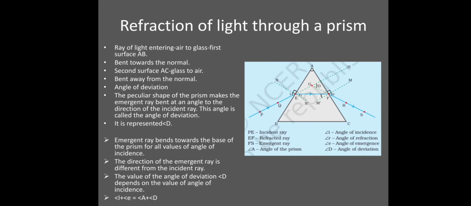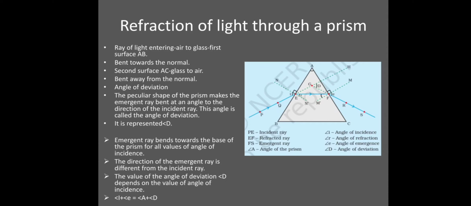So in this we can see that a ray of light is entering from air to glass at the first surface AB. The light ray on refraction has bent towards the normal. As I said, the normal N dash on the surface AB. Now at the second surface AC, the light ray has entered from glass to air, and it has bent away from the normal, that is the perpendicular M dash on the surface AC.